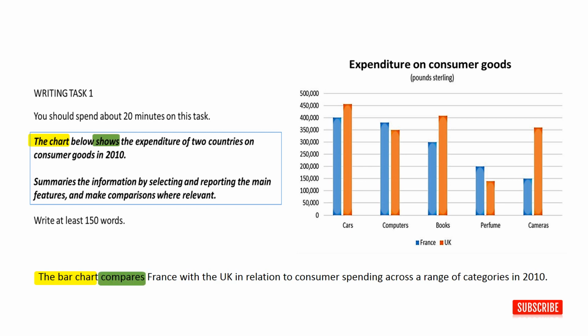Next, for 2 countries, I added more details by giving the names of the 2 countries shown. I also paraphrased the words expenditure and goods into spending and categories respectively. However, you don't need to change every single word. Now move on to the body paragraph.